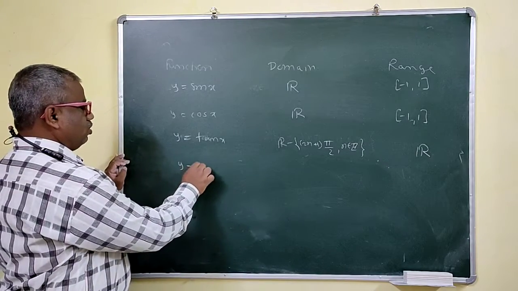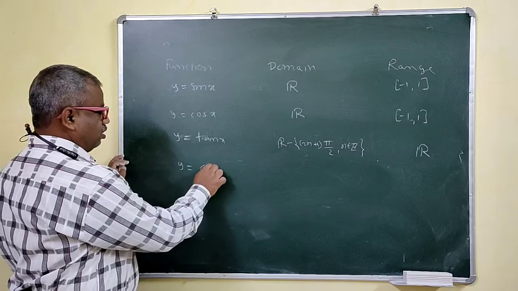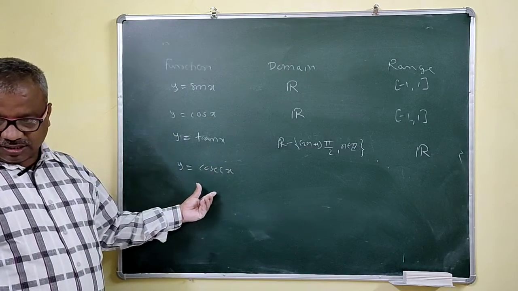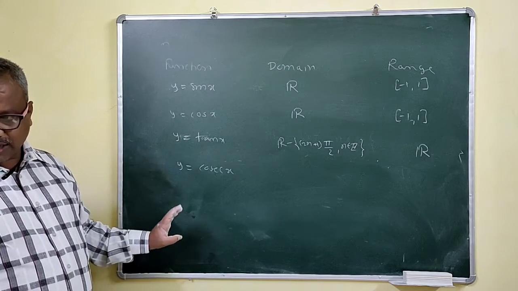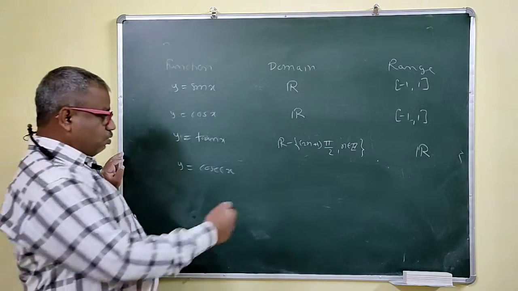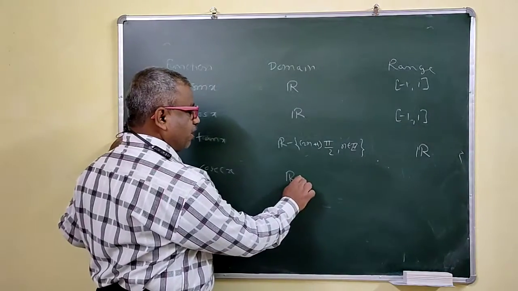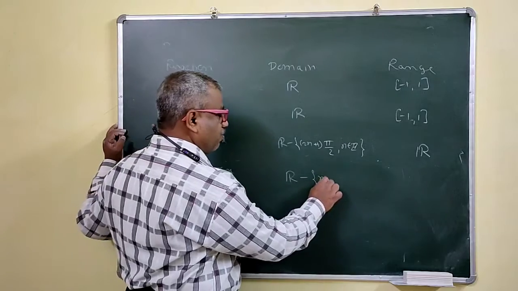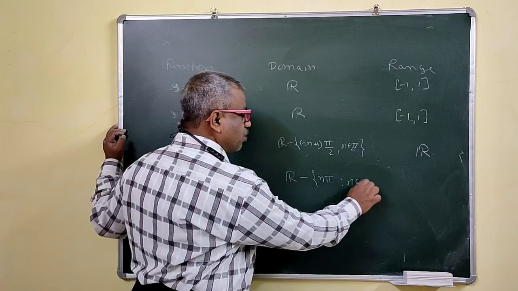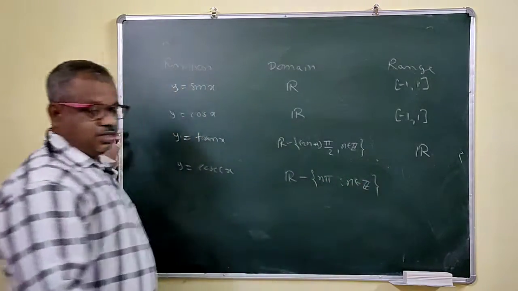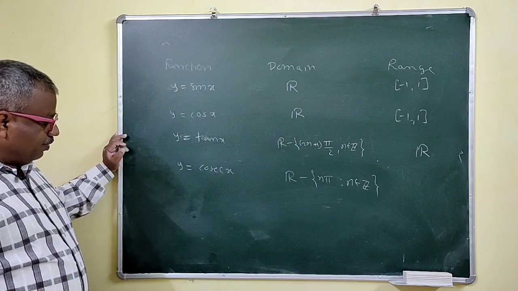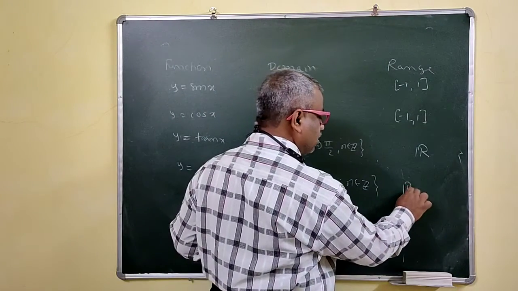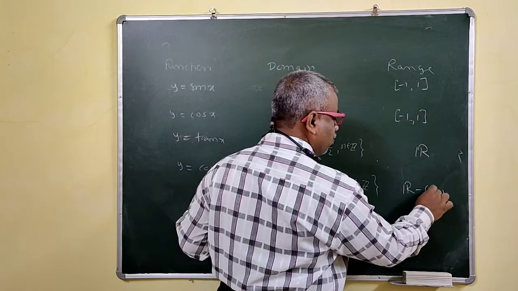Then y is equal to cosec x. Cosec x means 1 upon sin x, so the denominator is sin x. Where sin x is 0, you have to remove that point. Where is sin x 0? At n pi. You have to remove n pi from the set of real numbers, where n belongs to Z. And the range is R minus the open interval -1, 1.